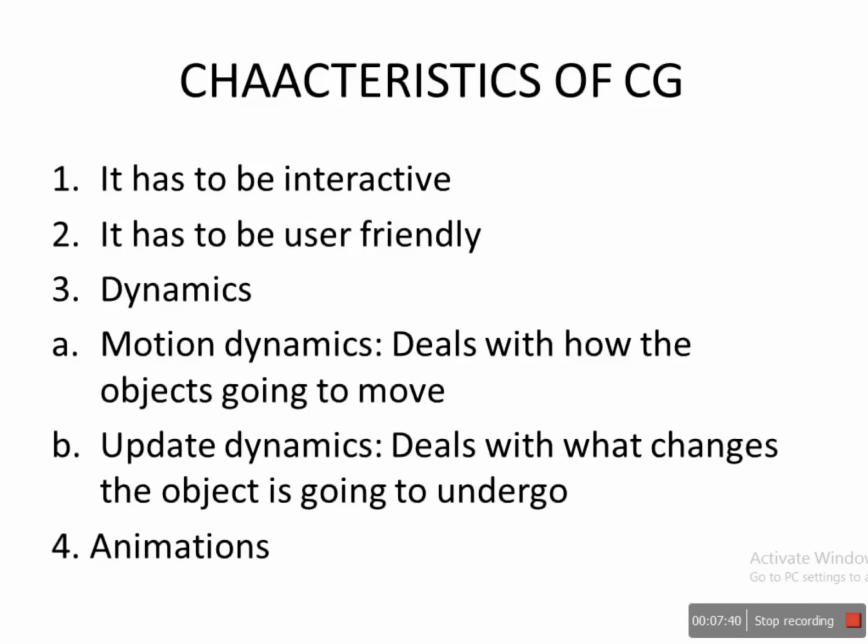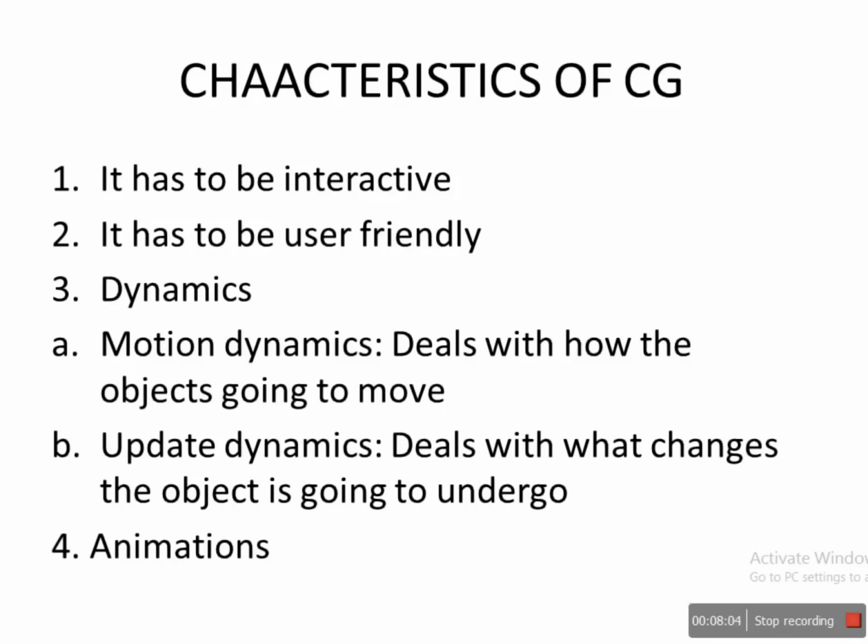Okay, the dynamics. Now there are two types of dynamics. Motion dynamics deals with how the object is going to move. For example, when you're playing games online, like let's say a sniper game or maybe a cricket game, how the ball or the bullet from the gun is going to move from the gun to the target, or maybe from the bowler's hand to the cricket bat.